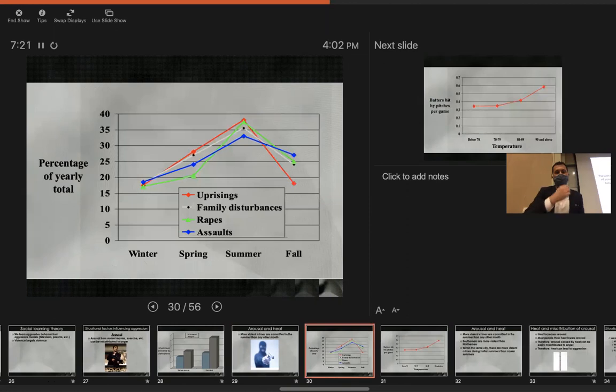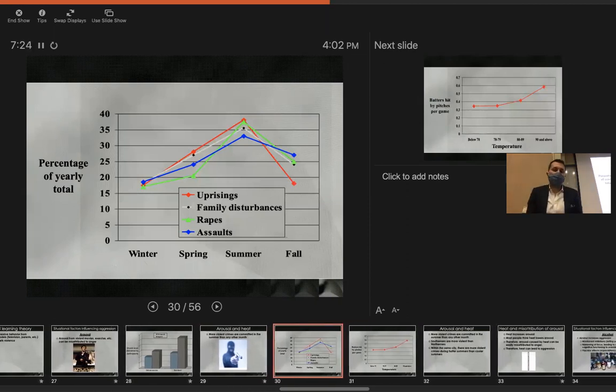So here's some data, for instance, looking at a number of different violent crimes, so rapes, assaults, uprisings, as a function of the season, and you can see that they tend to peak in the summer months. This by itself obviously doesn't conclude that temperature is what's responsible for this effect, but it's certainly consistent with the idea that as temperature rises, aggression rises as well.